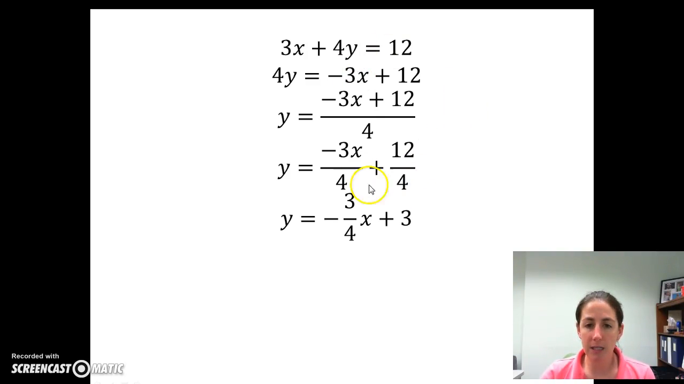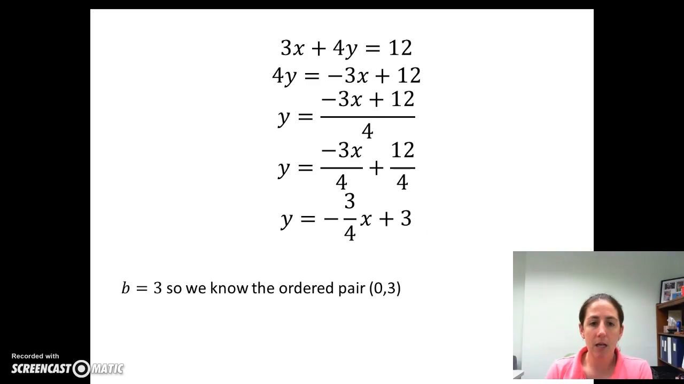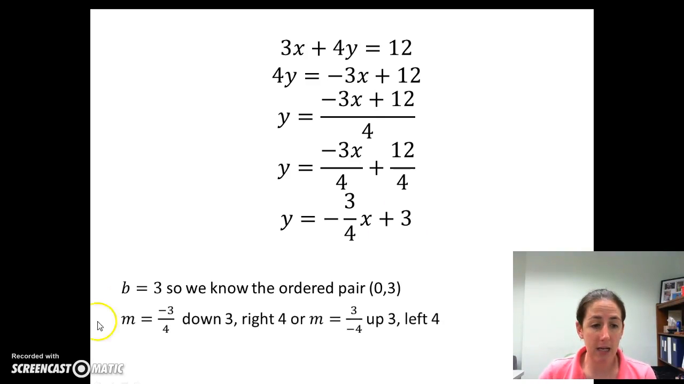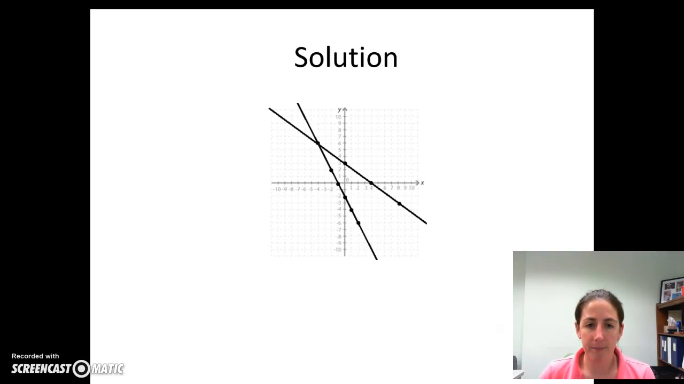Now notice b is equal to 3, so we know we have the ordered pair (0, 3) on the graph. That's the y-intercept. And the slope is negative 3/4. We can write that as negative 3 over 4, which means we would go down 3, right 4. Or we can write that as 3 over negative 4, which means you go up 3, left 4. So now that we have all that information, let's graph them.